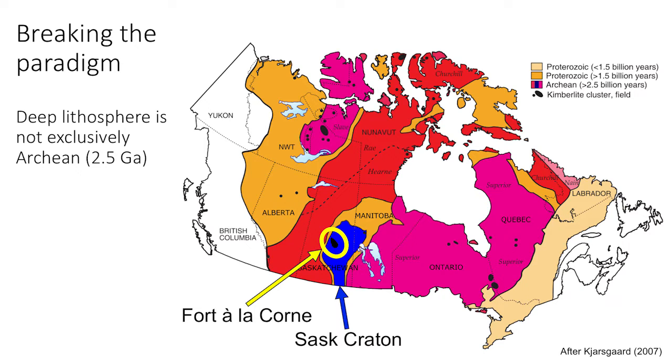So another part of breaking this paradigm is also the recognition that we said earlier that these deep lithospheres are old, and that was really the accepted knowledge until fairly recently, actually, very recently. So we'll focus on the Fort à la Corne deposit again here in Saskatchewan. So this is a very simplified geological map of Canada, and the reds, the pink, or whatever that color is, is the area occupied by, well, let's call it Archean to late Archean rocks, 2.5 billion year old rocks.